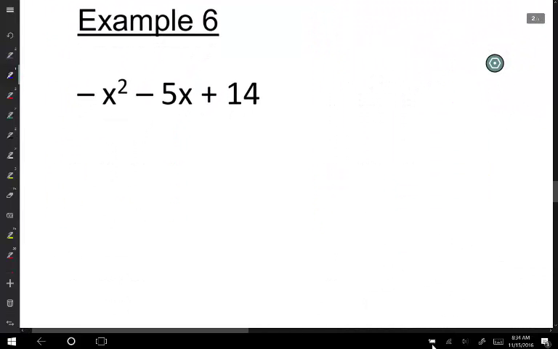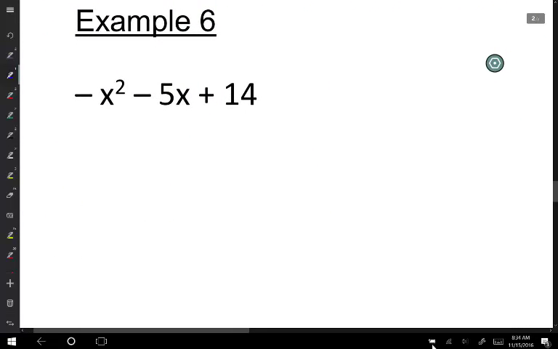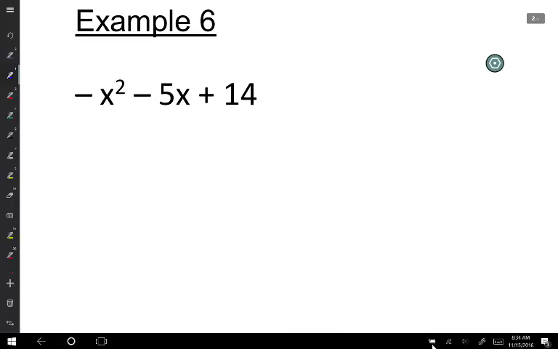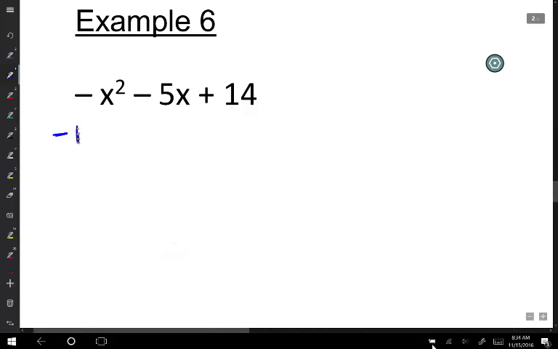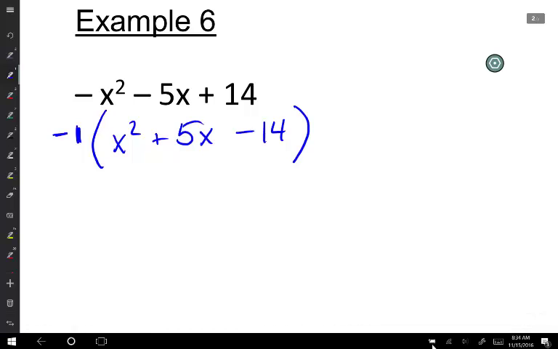What do you notice is different? So let's factor it out. We never want to have our x squared be negative. So let's take out a negative 1. X squared plus 5x minus 14. Richard or Joe, give me your thoughts there. Can either of you tell me my signs?